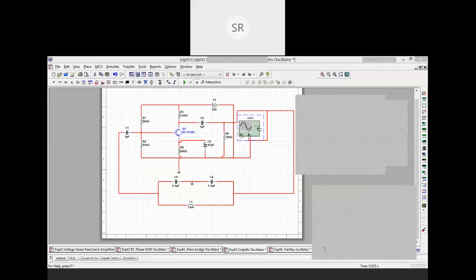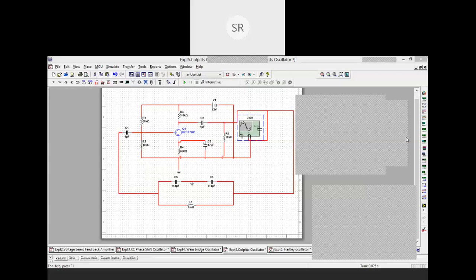Manju Raman, have you noted down? Manju Raman, just type in the chat box. What is the frequency of oscillation of the Colpitts oscillator? Manju Raman. No response. Divya Durekannan, have you noted down question number 5? What is the frequency of oscillation of the Colpitts oscillator?